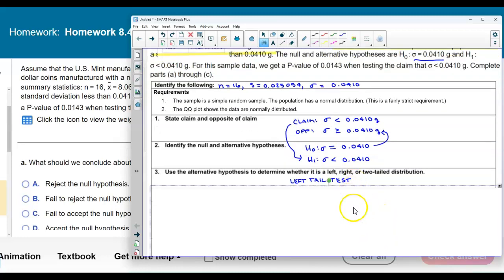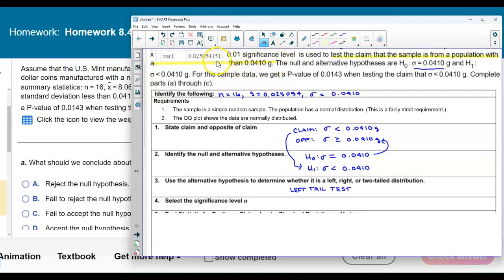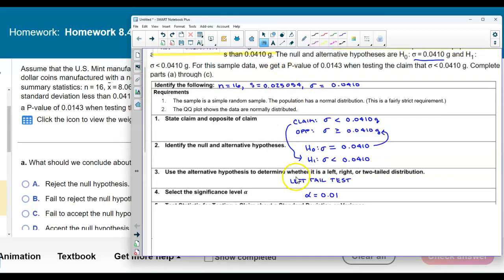Okay, and if we go down a little further, now we need to test the significance level alpha. Well, up here, they want us to test it at a 0.01 significance level. So therefore, we know alpha is equal to 0.01. Now the next step is that we want to find the test statistic for testing a claim about the standard deviation or variance. Well, in this case, we're not given that, but let's just use our numbers to verify that.